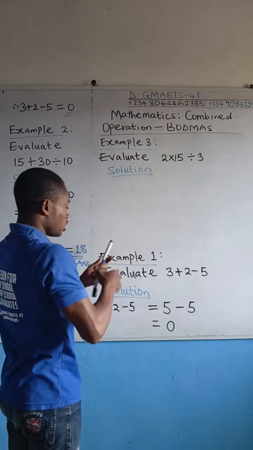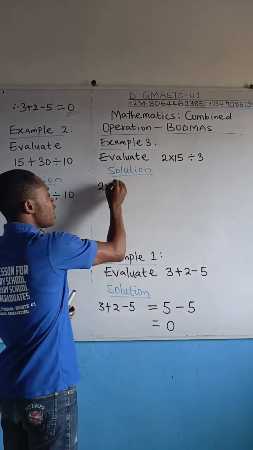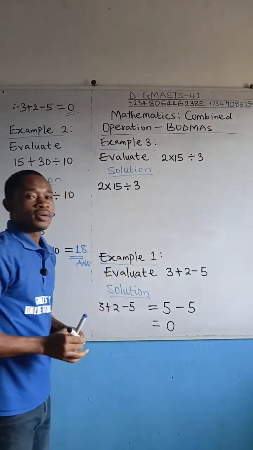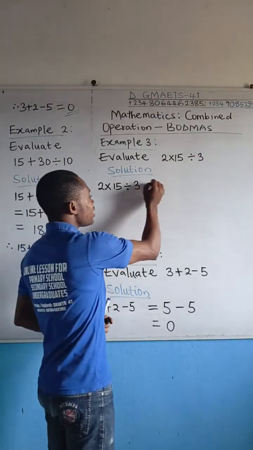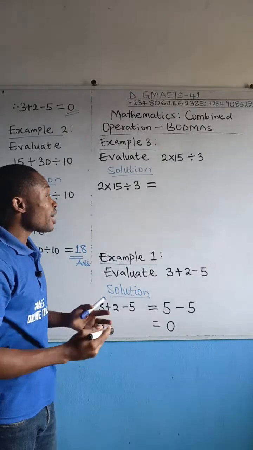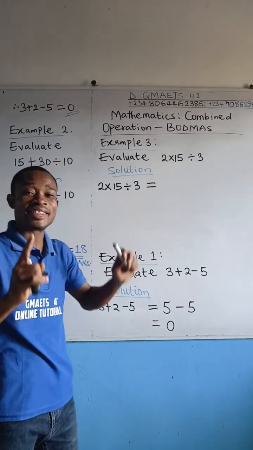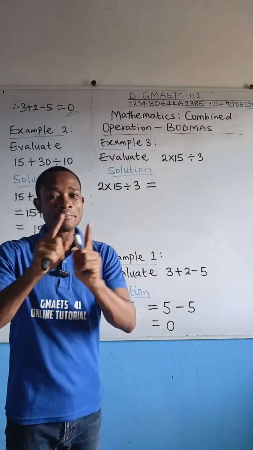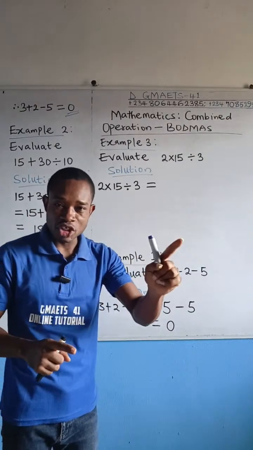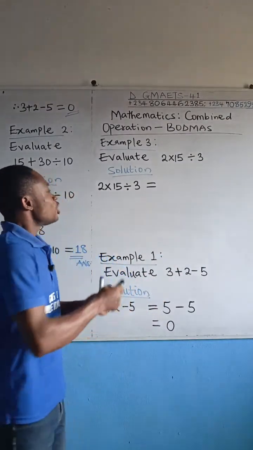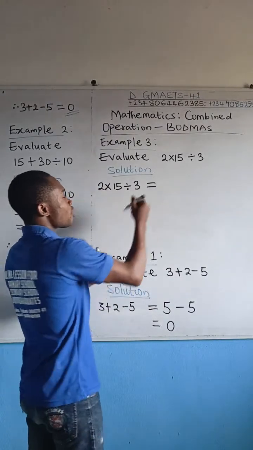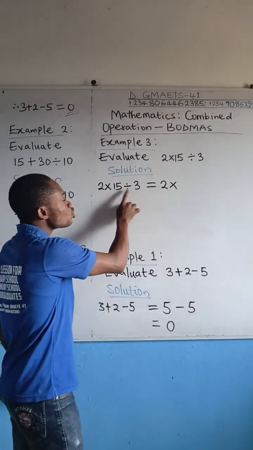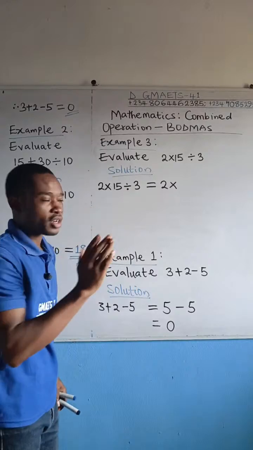So solving this, the question given to us is 2 times 15 divided by 3. This is the question given to us. So I will now write equal to, remember, like I said, we have to solve 15 divided by 3 first. According to BODMAS, division comes before multiplication. Therefore, I will write the 2 times, then solve the 2 numbers that the division is between first.